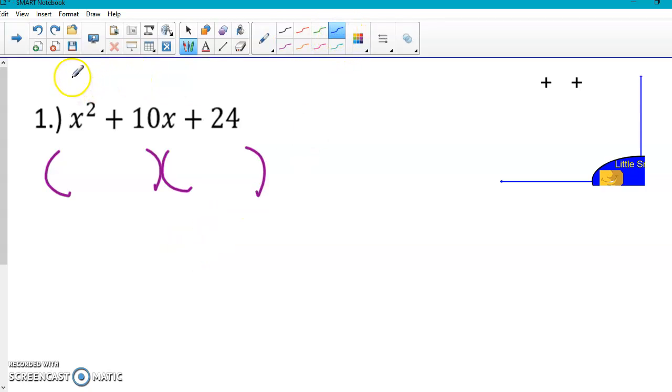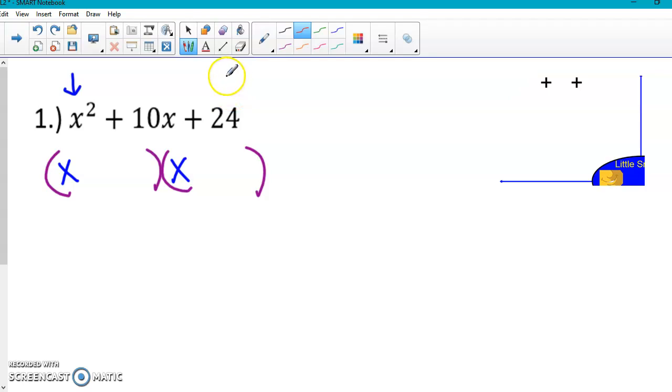You're going to take your very first term. So our first term is x squared. And we have to figure out, how can I split x squared? Meaning, what times what gets me x squared? And there's only one answer. The only thing times itself that gets you x squared is x. So I split x squared with an x. So I'll put an x in the first parentheses and an x in the second parentheses.